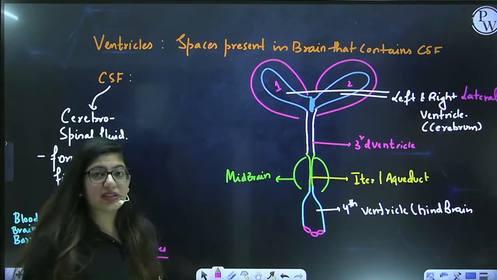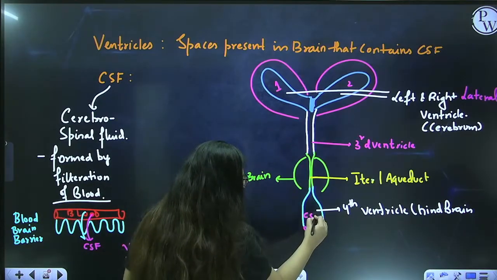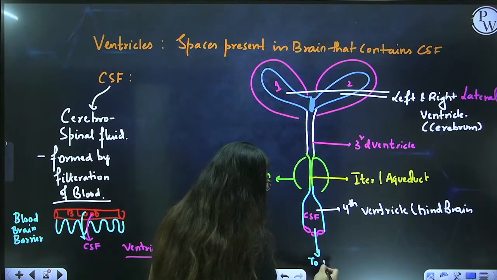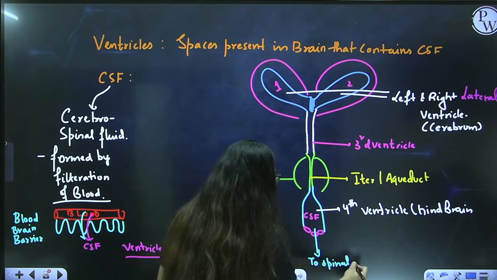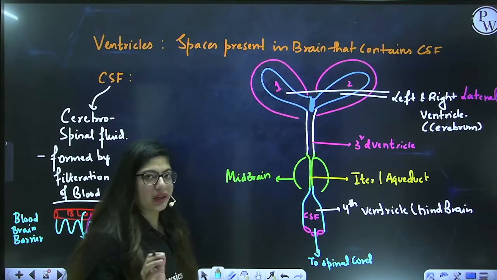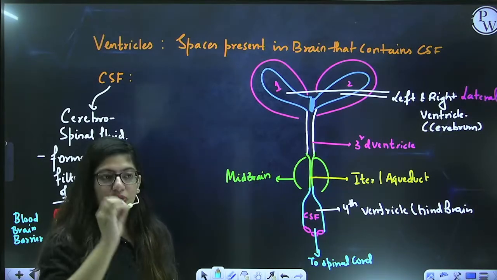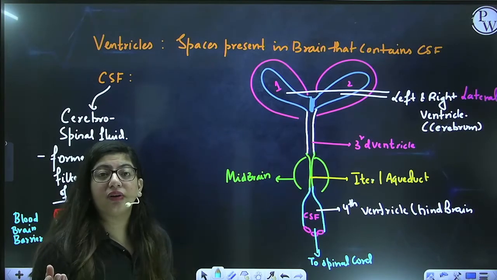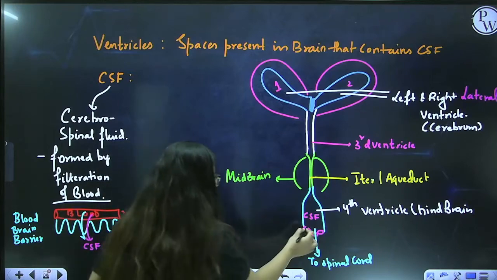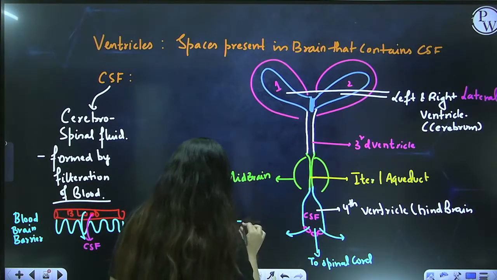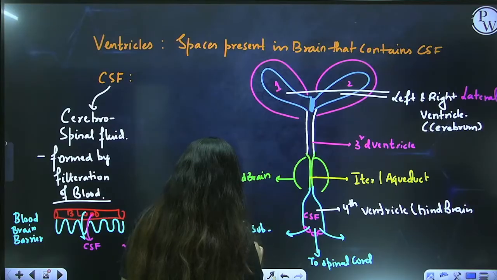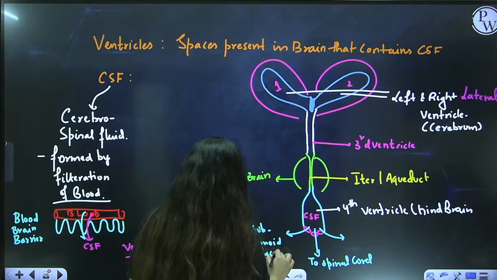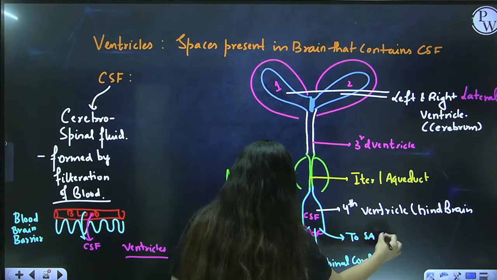So here we have cerebrospinal fluid. From here, it will go to the spinal cord, because the spinal cord is also hollow inside. It also has certain spaces through which the fluid can move, because the spinal cord is also important, so you also cannot give your blood to it. And then from here it will go to the subarachnoid space. Which space, guys? The subarachnoid space. Same for the other one, to the subarachnoid space.